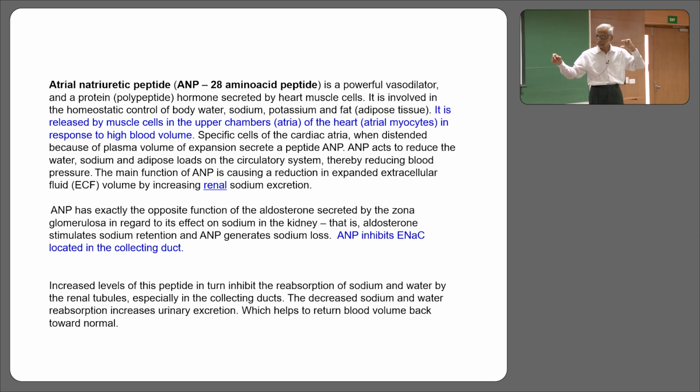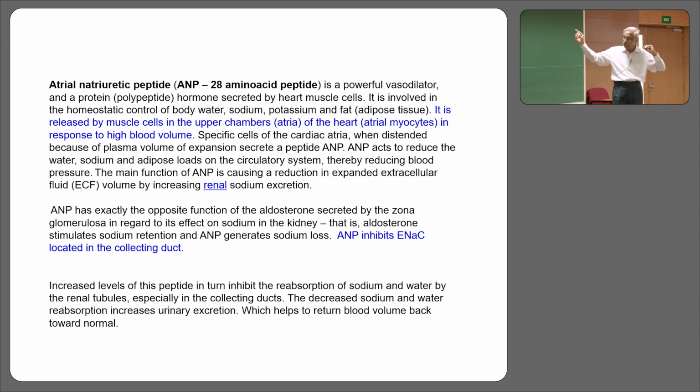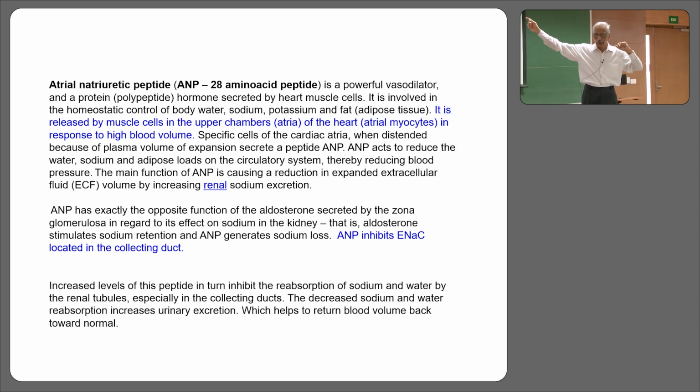It realizes that per beat more blood is coming. It responds to this kind of stimulus by generating a hormone. And what is that hormone called? I mentioned it once in the past. Atrial natriuretic peptide. Is the term self-explanatory?